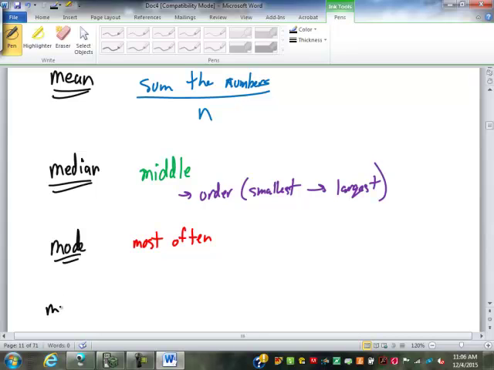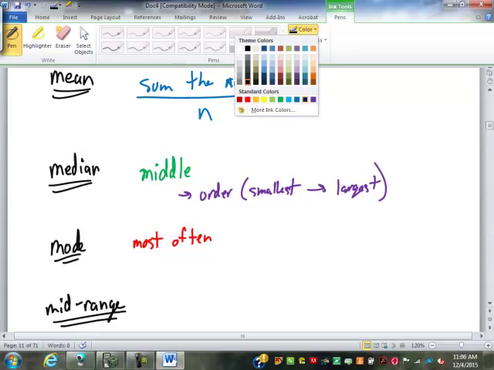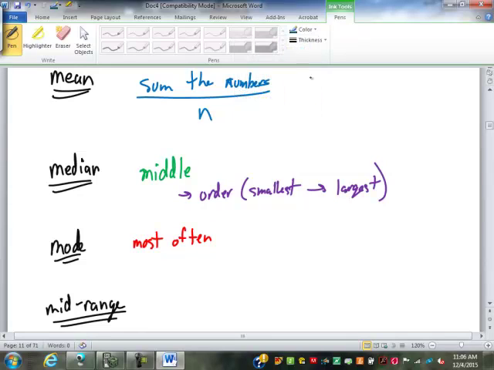Then there's something called the mid-range. The mid-range is statistically not really precise, but it is quick and dirty. It requires us to define a couple of other terms. The mid-range requires us to take the maximum, the max, which is the largest number, and the minimum, or the min, which is the smallest number in the list, and just average them together. Add them together and divide by 2.